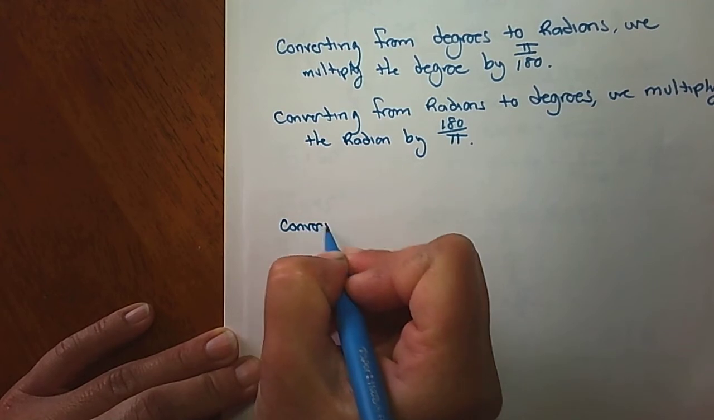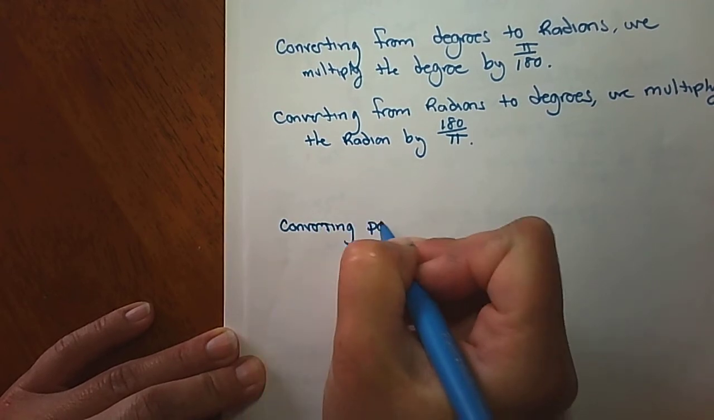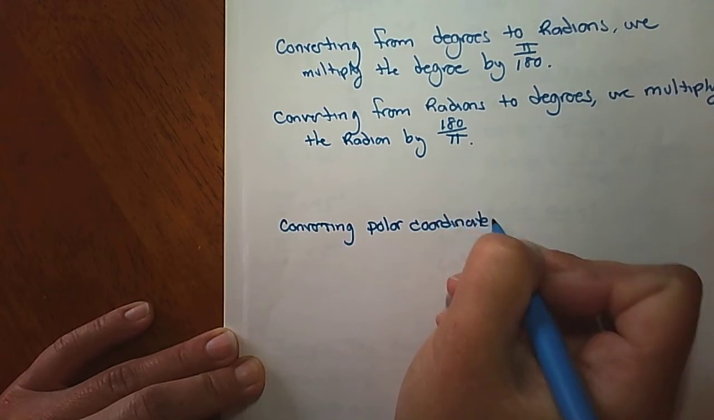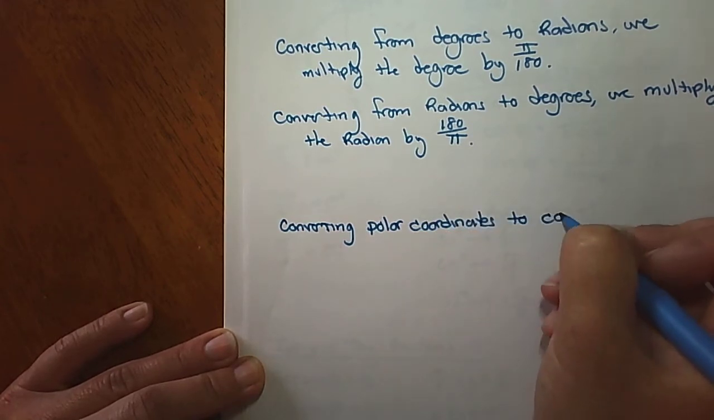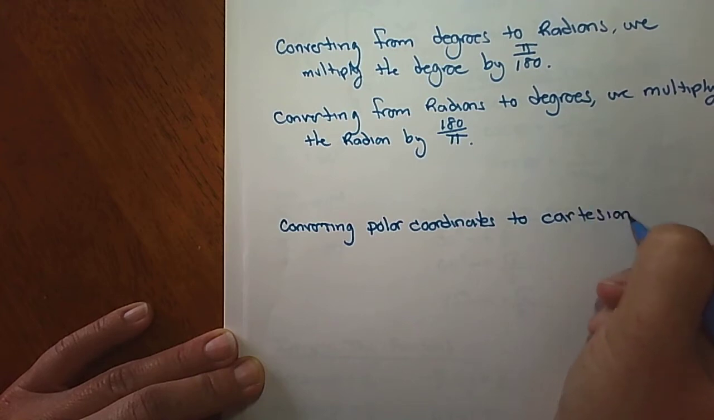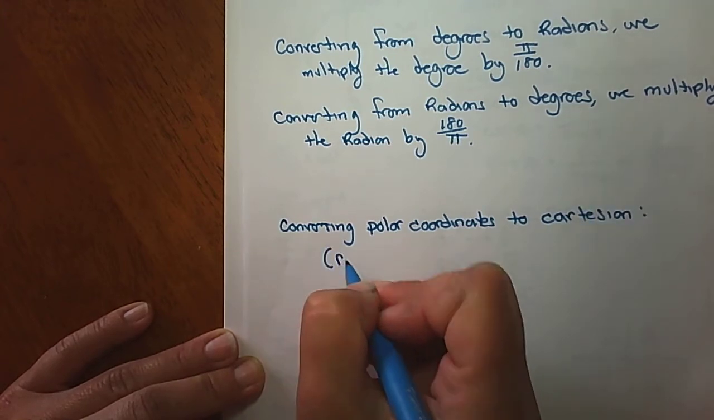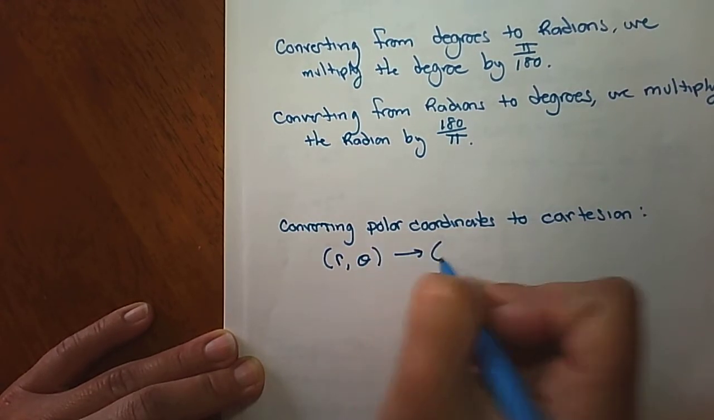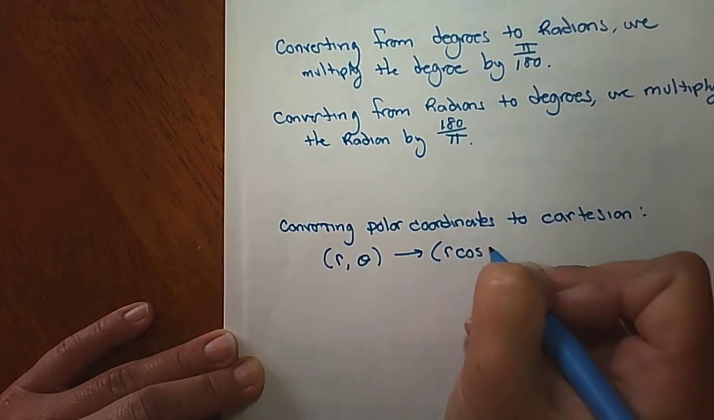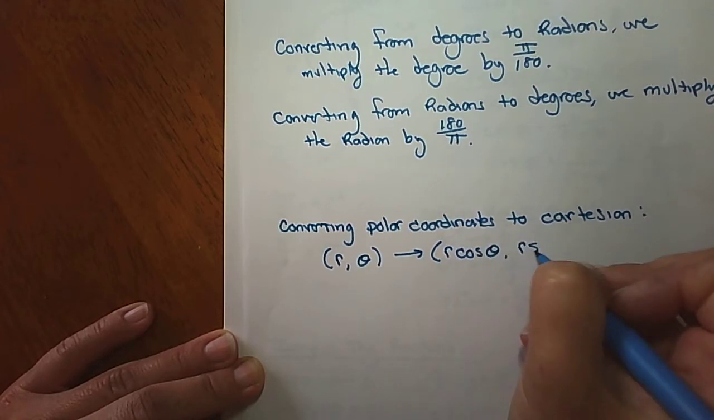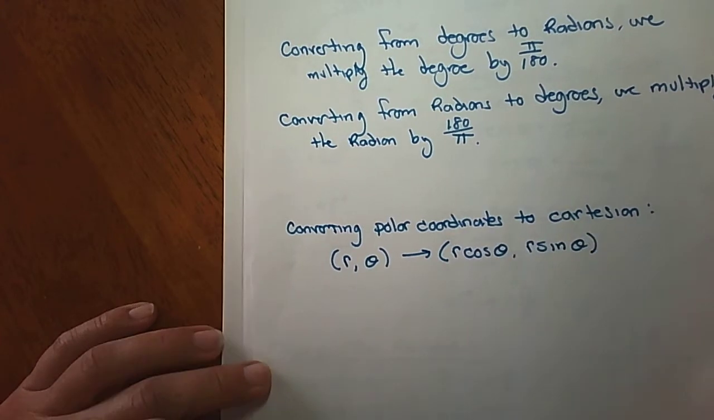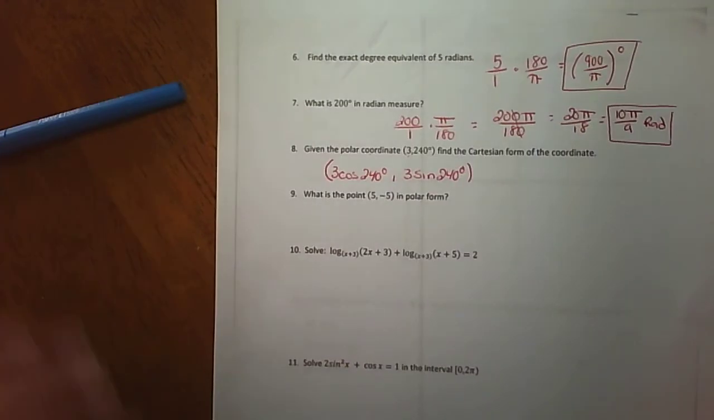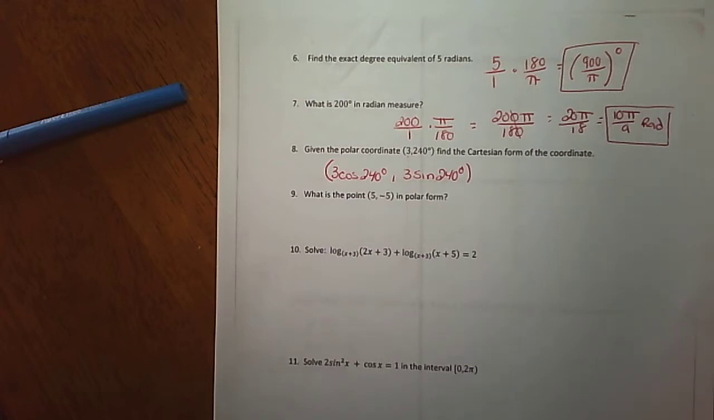Converting polar coordinates to Cartesian. Okay. So how it works is it'll be r, the radius, comma, a degree. And what you're going to write is r cos the angle, r sine the angle. All right. And then what we're going to do is finish this up. So let me get some scrap here.